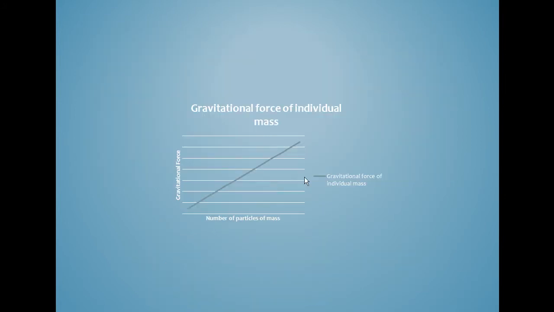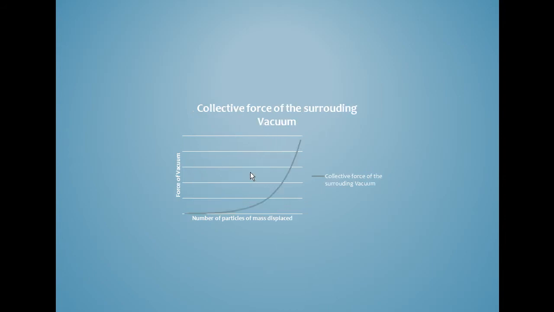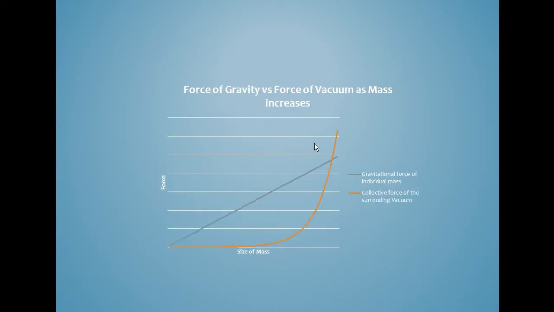So if we look at that in graph form, as the number of particles in a mass increases, so too does the gravitational force of that mass in a linear distribution. As the particles are redistributed and the pressure distribution increases, the collective surrounding vacuum increases exponentially. If we combine those two graphs, then initially the force of gravity is the dominant force, and all the mass contracts towards the centre due to gravity. As that mass contracts, the distribution of particles is also affected, and a surrounding vacuum is created.